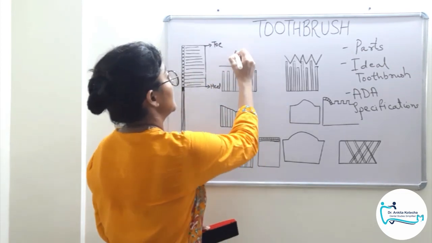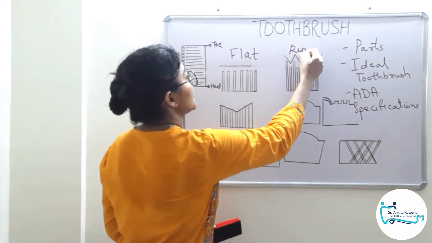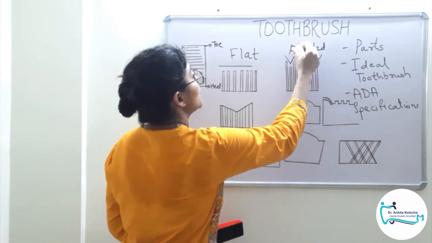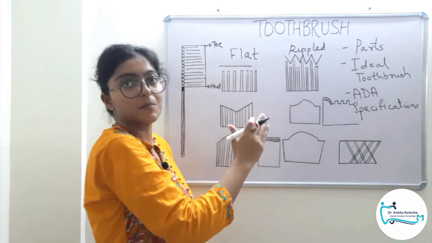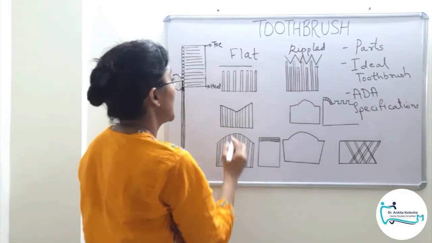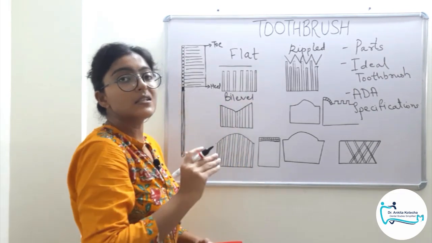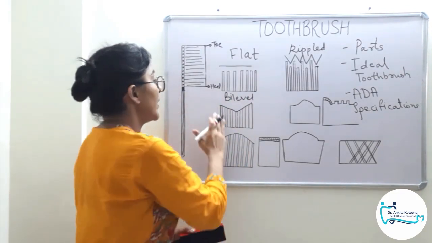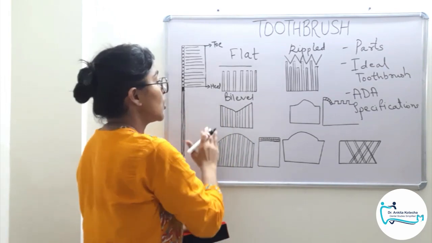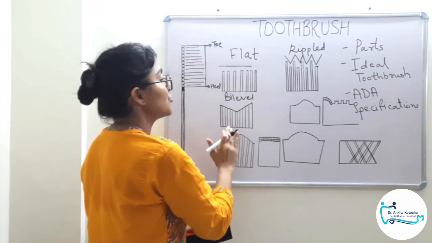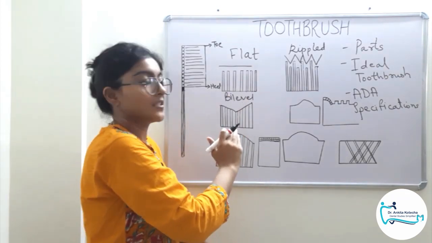Next we have rippled. Rippled plane, as you can appreciate, the bristle planes are taller and shorter in an alternating fashion, giving the ripple effect at the bristle plane. That is why the name rippled. The third we have here is bilevel. This is mainly seen in orthodontic toothbrushes, wherein the bristles at the periphery or at the edge are longer than the bristles at the center, which are shorter, just to accommodate the orthodontic braces and proper cleansing of the same.